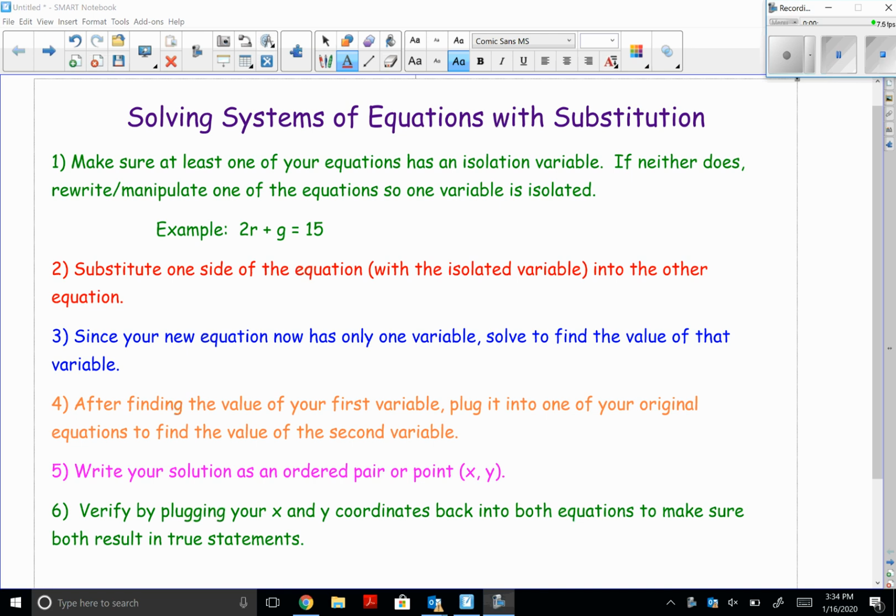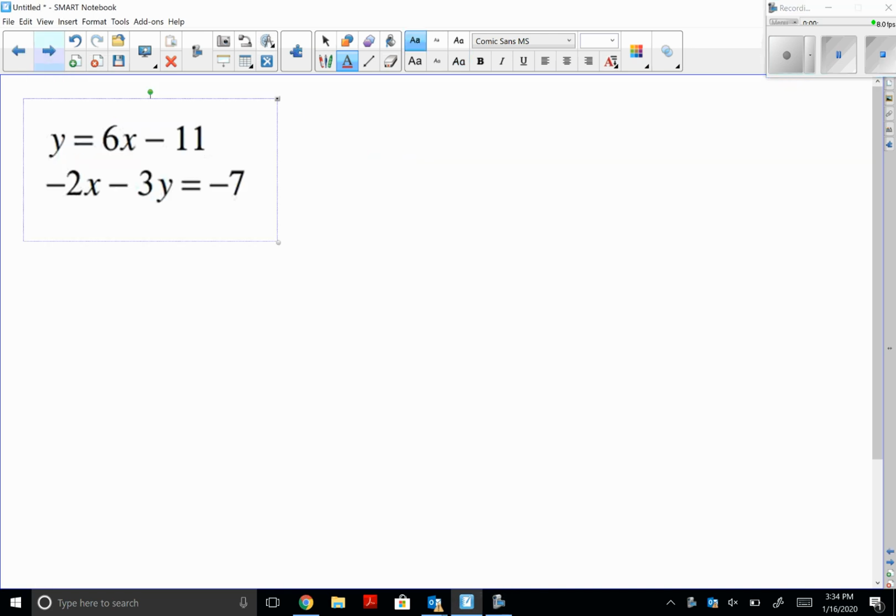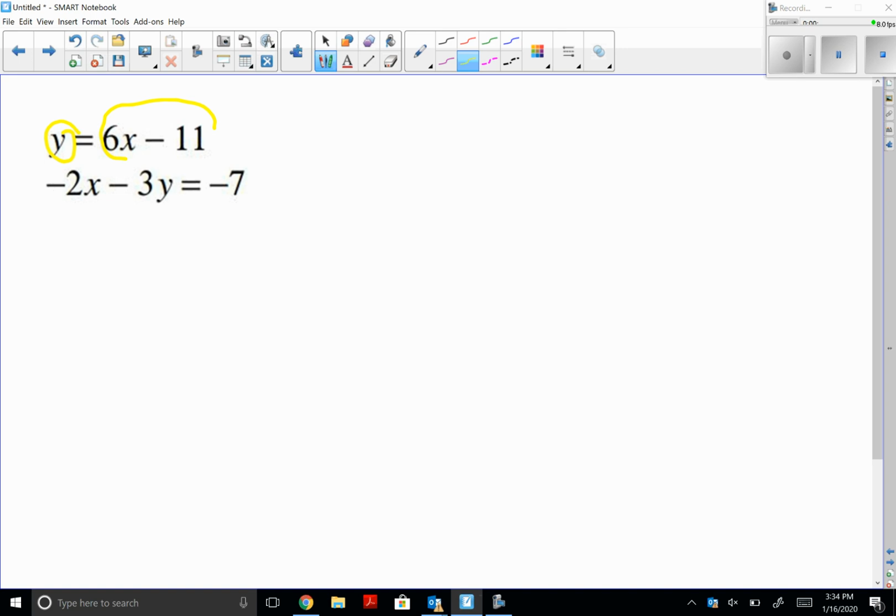So first of all, when I'm solving using a system of equations, I need to make sure that at least one of my equations has an isolated variable. So you can see in this system of equations, my first one has an isolated variable, and that is the y. So I'm going to circle that y with a yellow pen here. Since that variable is isolated, I know that y is equal to 6x minus 11.